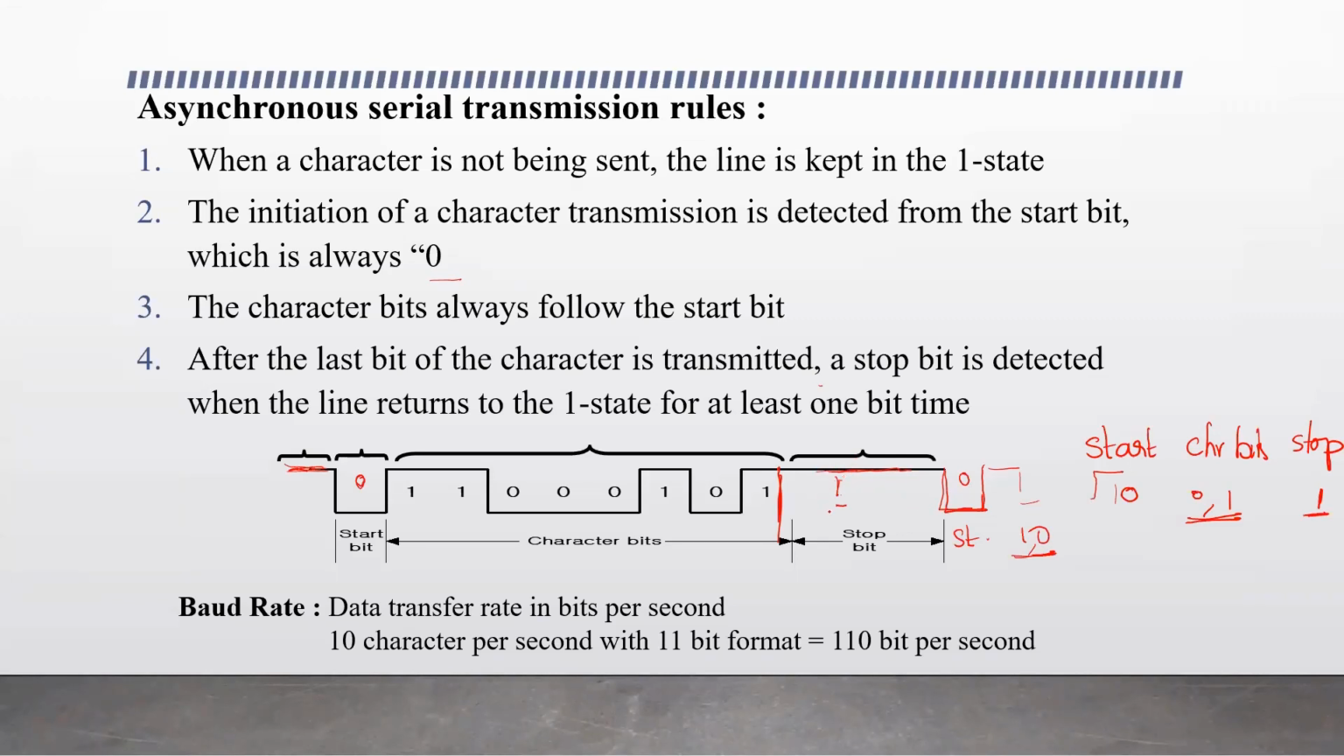How does the receiver identify this stop bit? It is not a part of the data, it is a stop bit. The receiver knows how many bits the sender is transmitting and what the rate of this transfer is. All this the receiver knows. So here it is 8 bits. After receiving these 8 bits, if the line stays in 1, that indicates the end. So after the last bit of the character is transmitted, a stop bit is detected when the line returns to one state for at least one bit time.